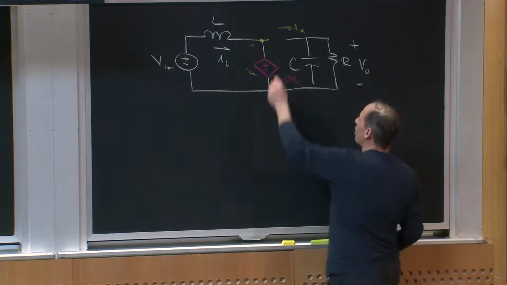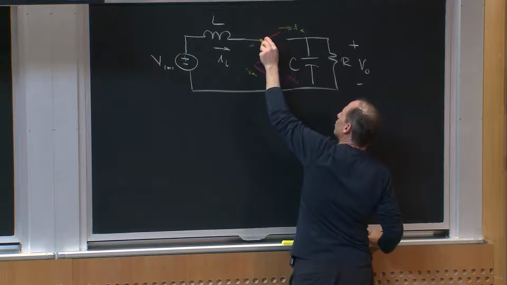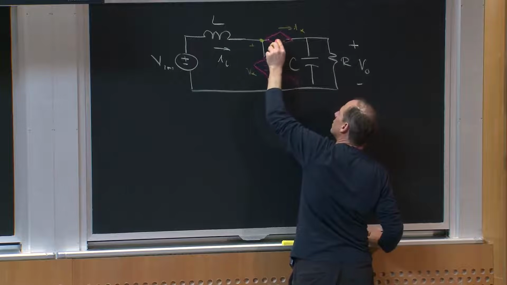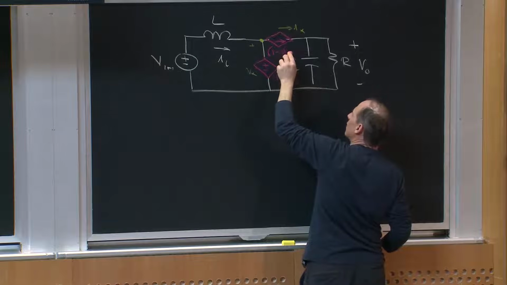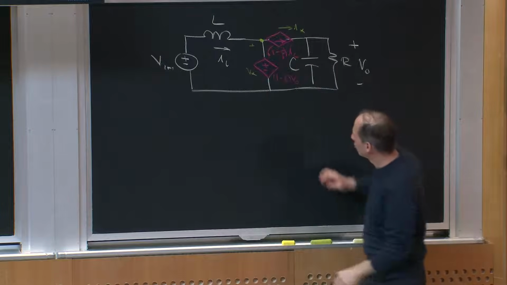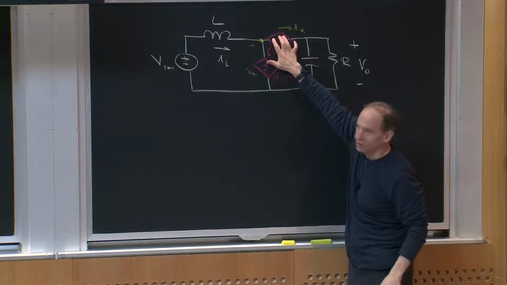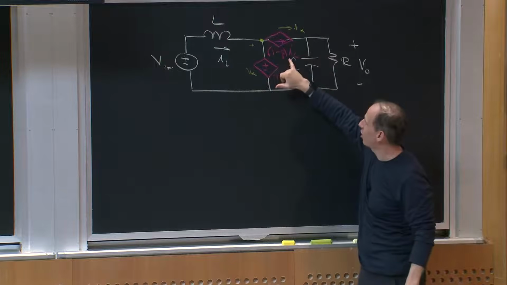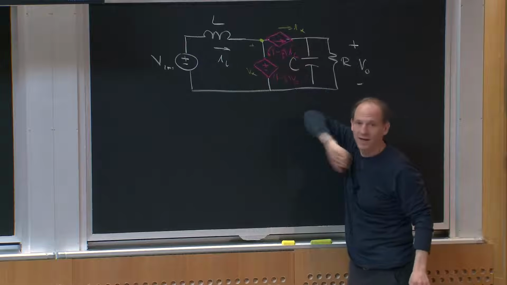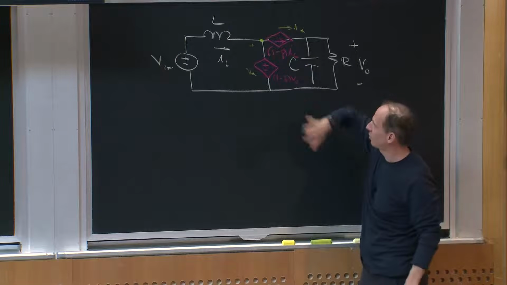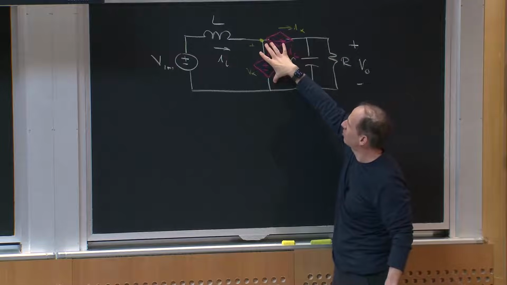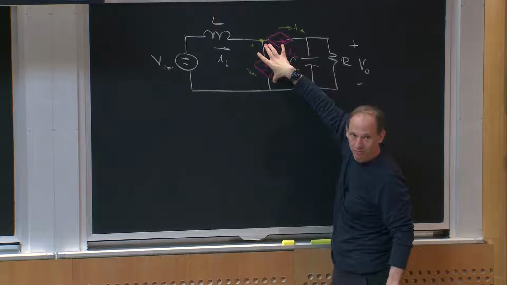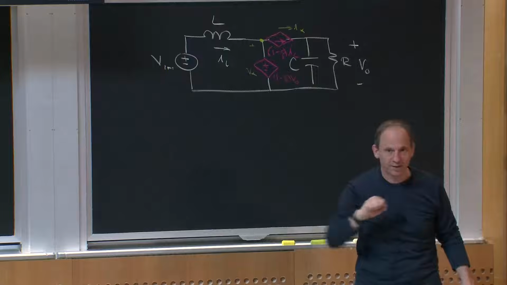I'm going to replace the diode with a dependent current source that equals ID, and that would be 1 minus Q times IL, right? When the switch is on, this current is 0 because the diode's off. When the switch is off, this dependent current source is equal to IL, right? So I've got one dependent voltage source and one dependent current source, which impose the same constraints at this node as the original switch and diode. Any questions about that?